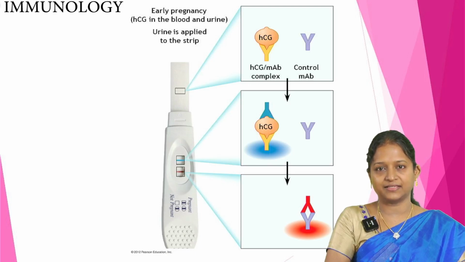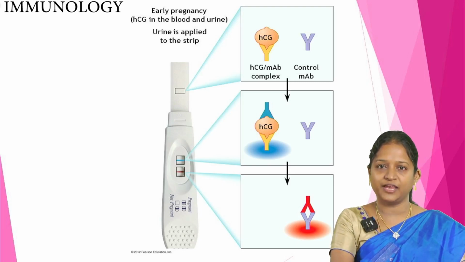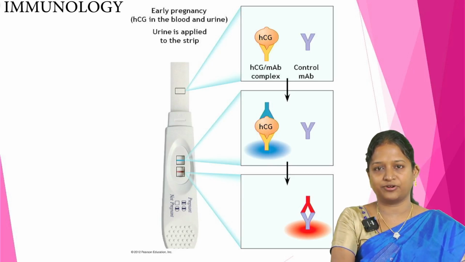The first line is called the reference line, because we need to know whether the tester is functioning properly or not, and for that you have a control antibody. Once the sample is exposed to the tester, it immediately shows the first line, that is the reference line. And next, if the person is pregnant, then HCG will be there and that forms a second line, that is a blue line in this picture. So, by this we can be about 99% sure that the person is pregnant.